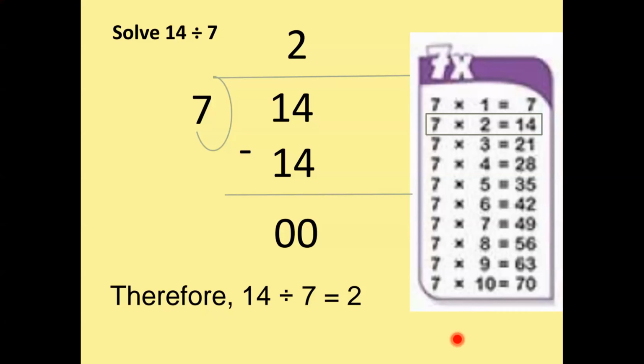Yes, 7 1 is 7, 7 2 is 14. 14 minus 14, answer is 0. Okay, 7 2 is 14. So 14 minus 14 will be 0. So remainder is 0. Okay. So hope everyone has understood.